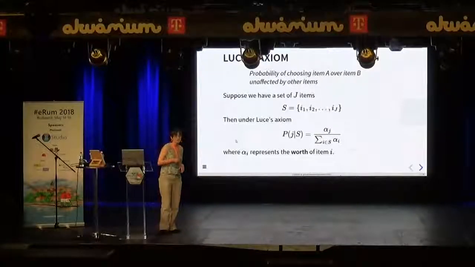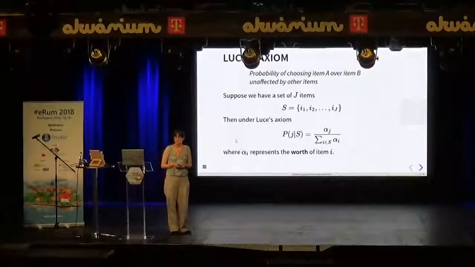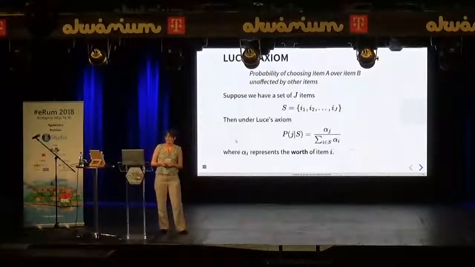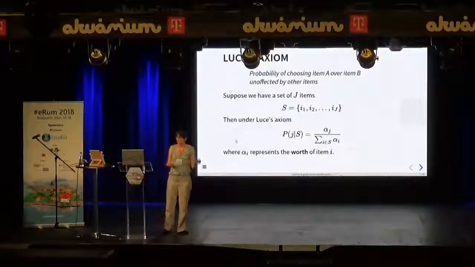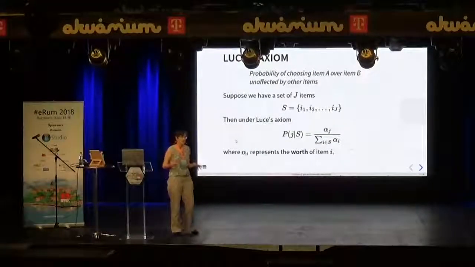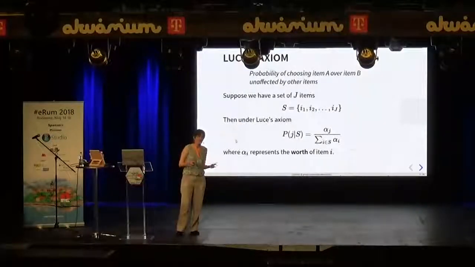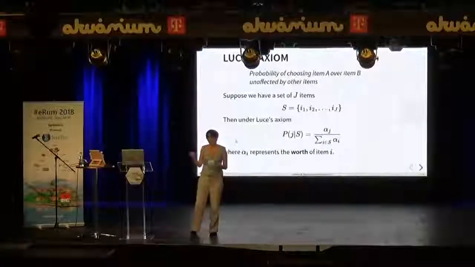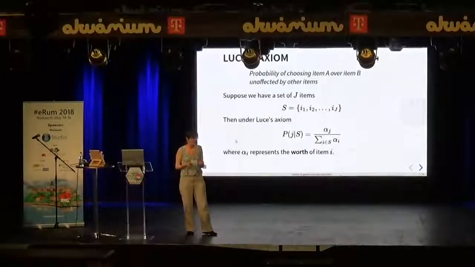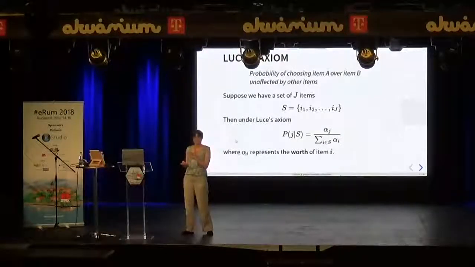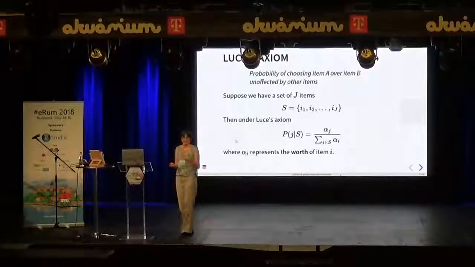So a classical way to approach this problem is to work from Luce's axiom. This states that the probability of choosing one item, say item A, over another item, item B, is unaffected by the other items. So if I say I prefer Coca-Cola to lemonade, that's going to be the same if you just give me the choice of those two items, or if you say, well, please rank Coca-Cola, lemonade, and Fanta. It doesn't matter whether Fanta comes first, second, or third.